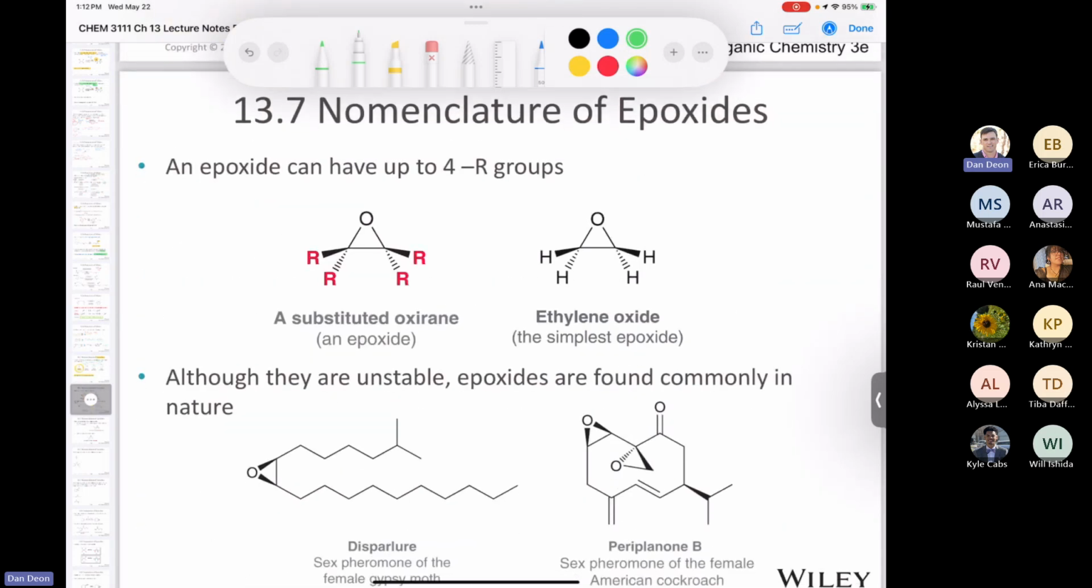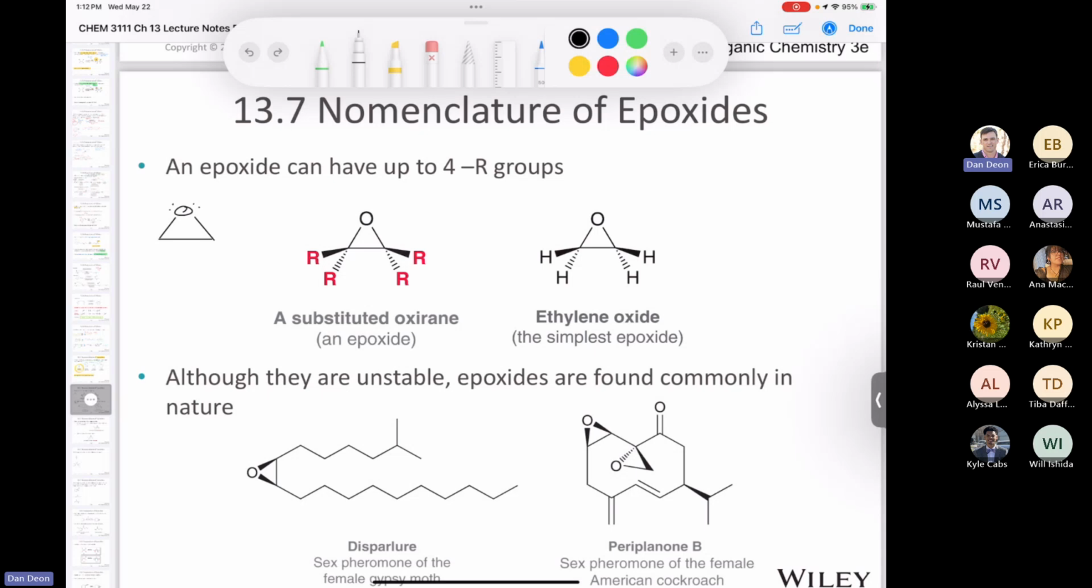So you can see that if you have a 3-membered ring, an oxirane. So, oops, there we go. Not my best artwork. But anyhow, if we have our oxygen here, we have a 3-membered ring that looks something like this. Remember, oxygen always has 2 bonds and 2 lone pairs. We have room for 4 groups, 1, 2, 3, 4 R groups on our oxirane or our epoxide.